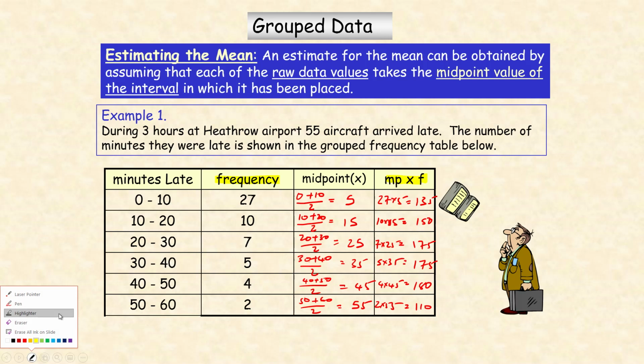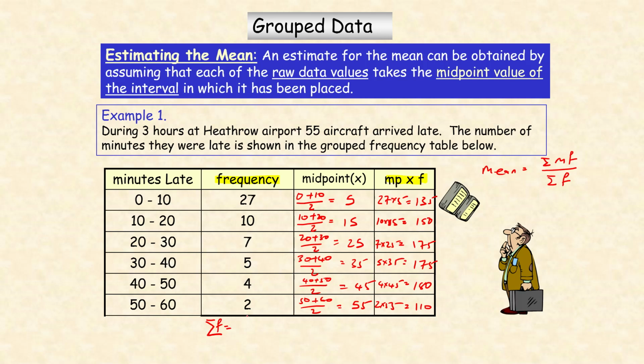Now, hopefully you recall, oops, I need to go into pen. There we go. That the mean, let's see which side I write on. I write on here. The mean is equal to the sum of the midpoints times frequency divided by the sum of the frequency. So if we have our sum here of the midpoint times frequency, sum of f is equal to, you should have 55 here, and then the sum of the midpoint times frequency.